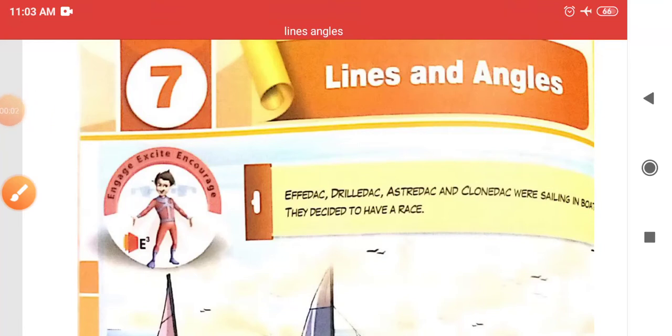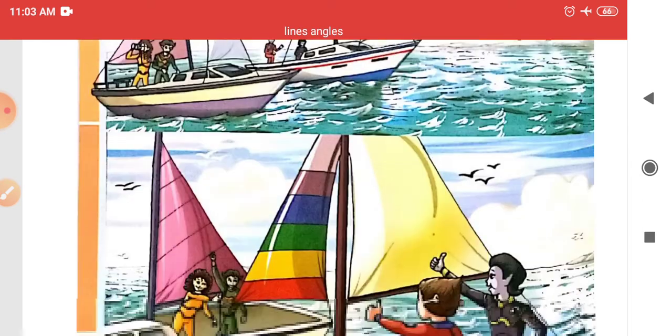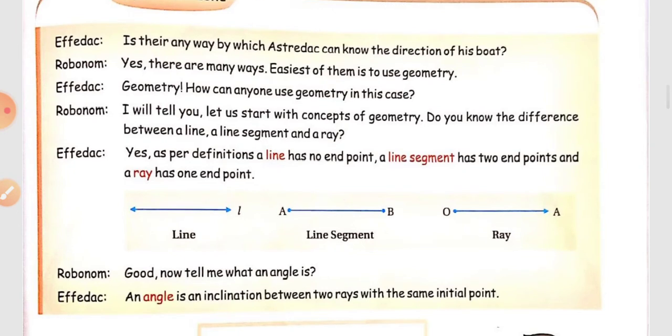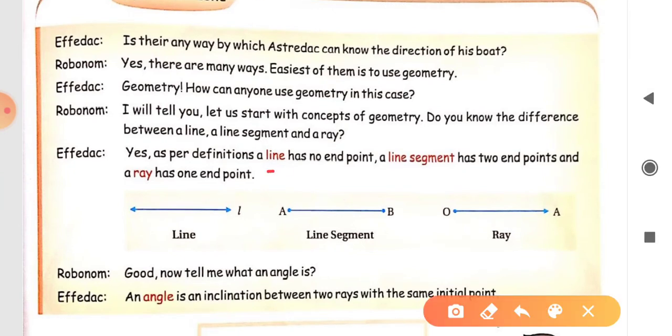Hello students, today we are starting 7th chapter lines and angles. First of all, we will discuss what is a line. A line has no end point, that is it can be extended from both sides. Here L is a line and it can be extended from both sides.